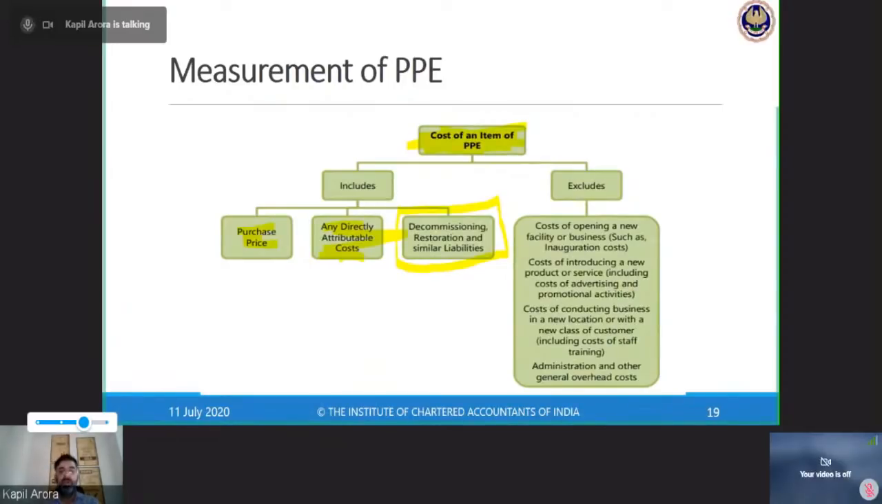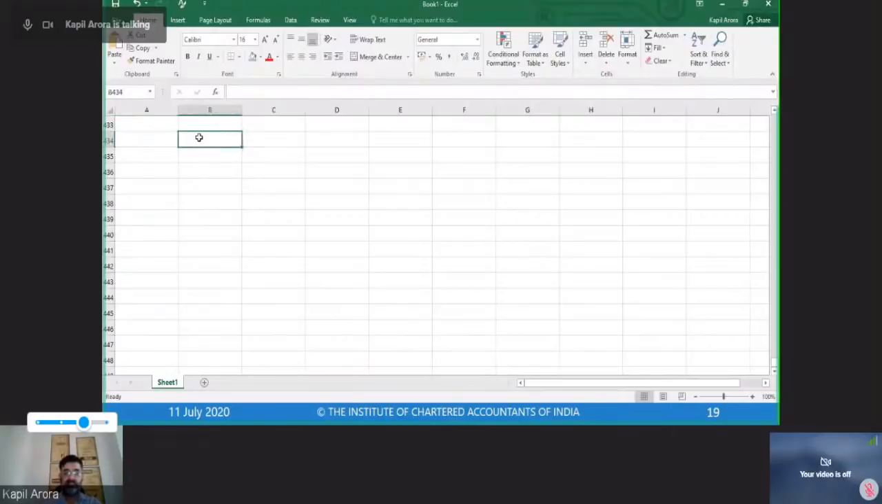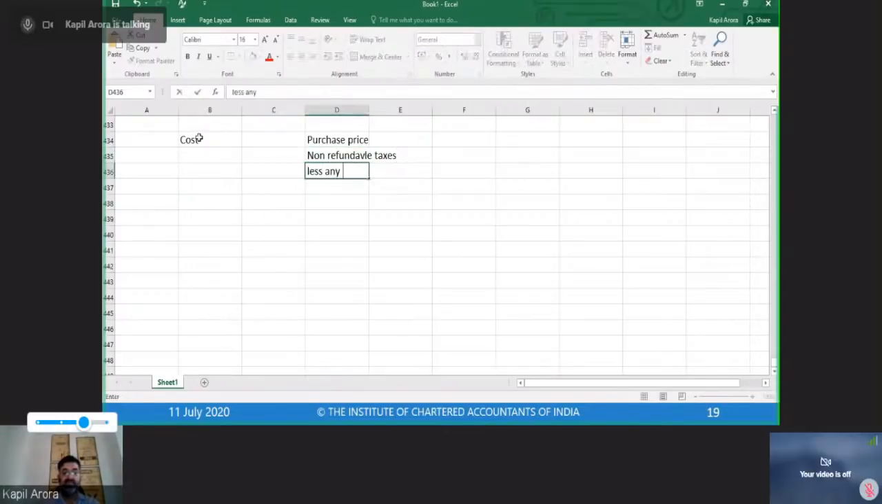When we were talking about cost, we talked about how cost includes the purchase price, any non-refundable taxes, less any discount. This is the first item.